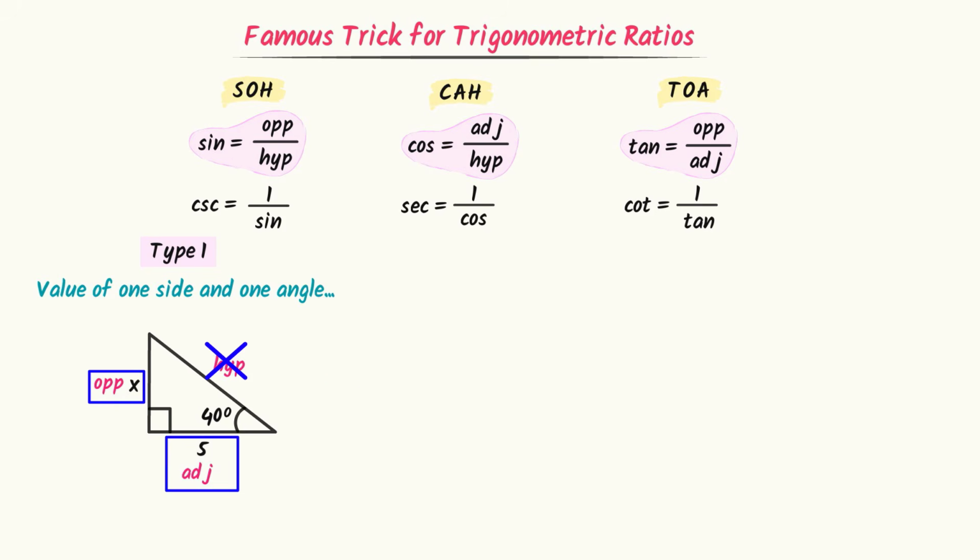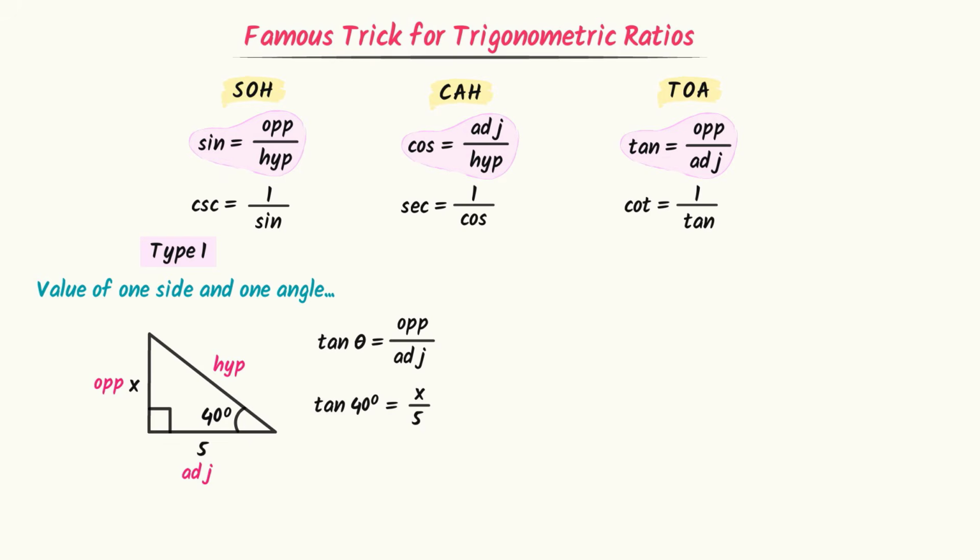But the question is, how? Well, we can see that tan connects opposite side and adjacent side. So I write tan theta is equal to opposite side upon adjacent side. Here theta is equal to 40 degree. Value of opposite side is x and that of adjacent side is 5. I rearrange this equation. X is equal to tan 40 degree into 5.